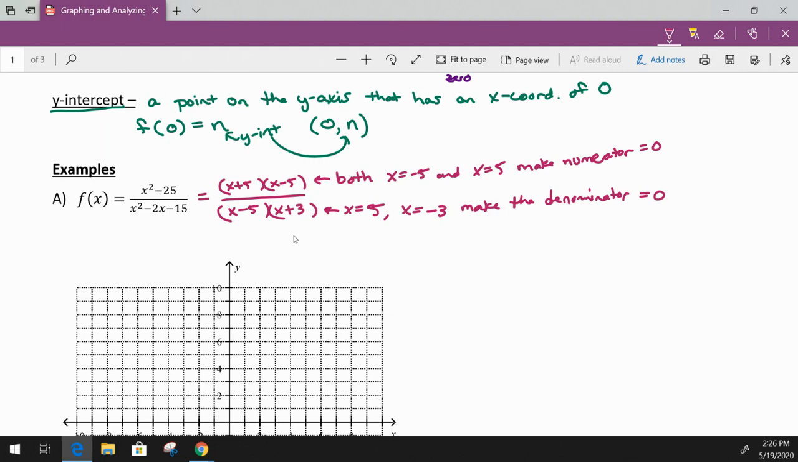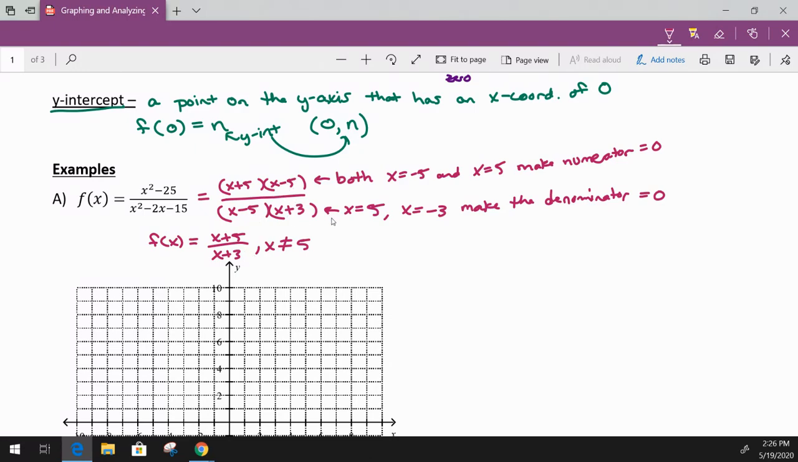So if we look at this equation, we can see that the numerator and denominator both have a factor of x minus 5. So your simplified function would actually just be x plus 5 over x plus 3, as long as x does not equal 5. So that is the 5 that we're talking about that's taken out.